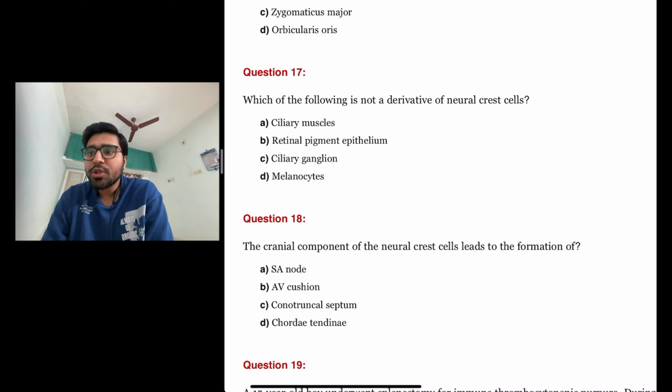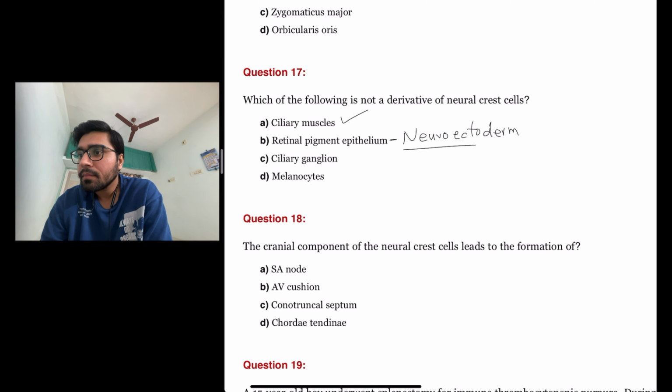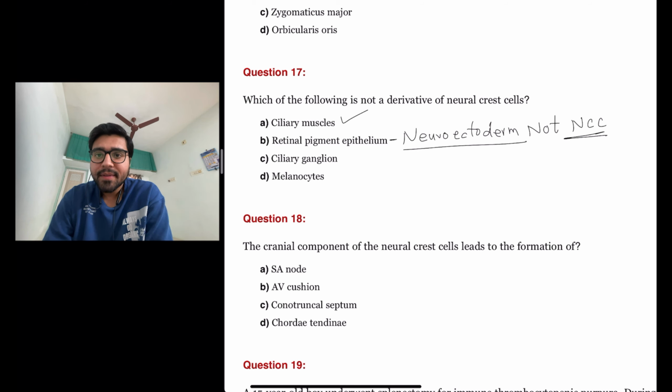The next question is which of the following is not a derivative of neural crest cells? Let us see the option one by one. Ciliary muscles? Yes, it is the derivative of neural crest cells. Retinal pigment epithelium? It is the derivative of neuroectoderm, not neural crest cells. Ciliary ganglion? Yes, it is the derivative of neural crest cells. And melanocytes? Yes, it is the derivative of neural crest cells. So the answer here is B, retinal pigment epithelium.